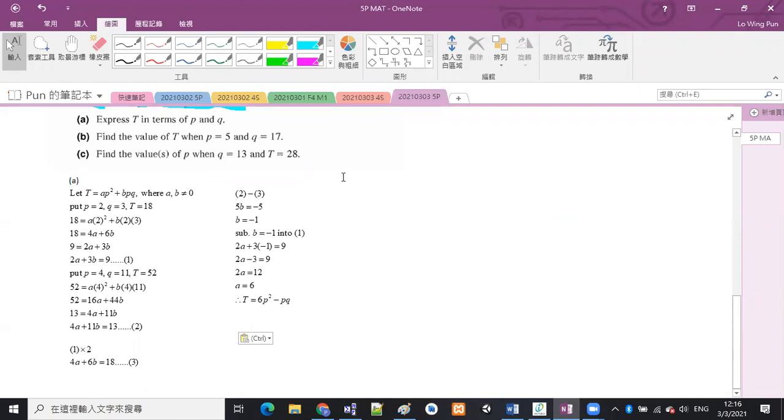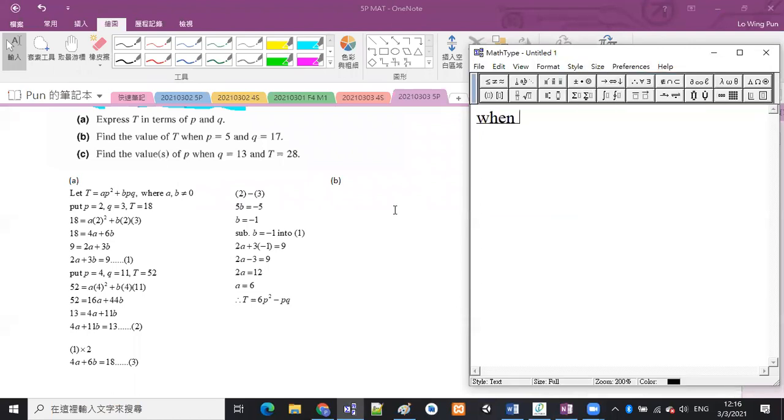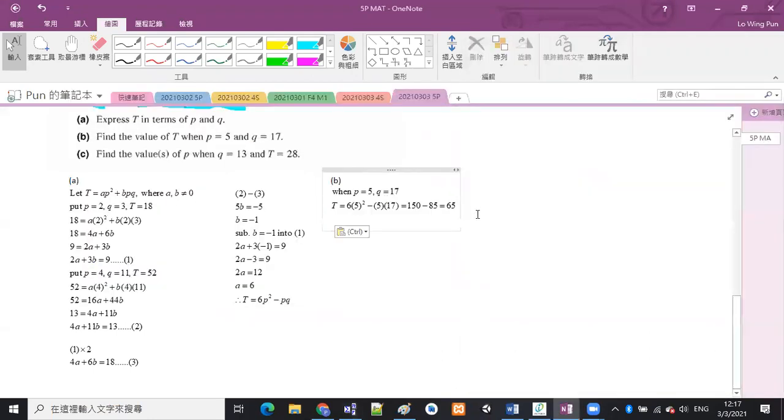Okay, and then for part B, that becomes easy because when P is equal to 5 and Q is equal to 17, we just put these two numbers into our final equation. T is equal to 6 times 5 squared minus 5 times 17. And this is a pure number, so you may just use the calculator to help you. So I think it should be equal to, let me see, 150 minus 85, right? And that should be 65. Am I correct? Okay, so T is equal to 65.